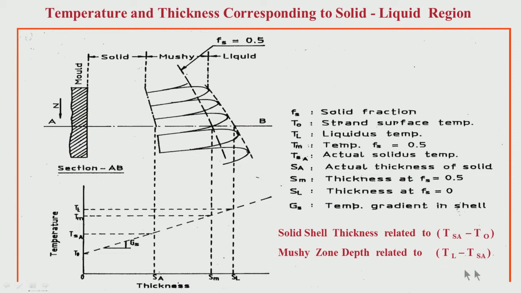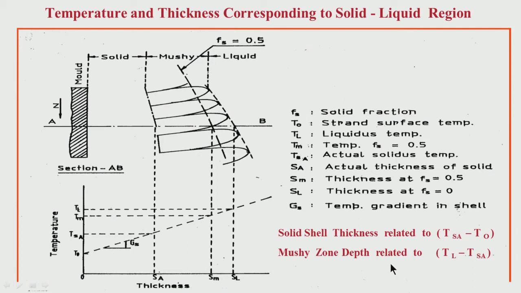This difference, TL minus TSA, is increasing. So, the solidification temperature range is increasing, so the mushy zone depth is increasing. But you see here, TSA coming down means TSA minus T0, this temperature difference, is decreasing. This temperature difference decreases means this SA will also decrease.